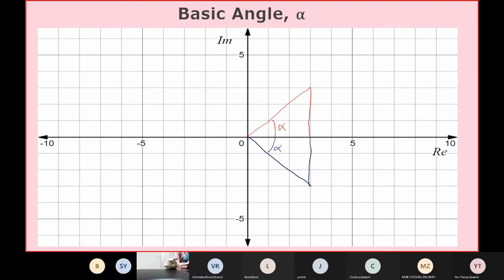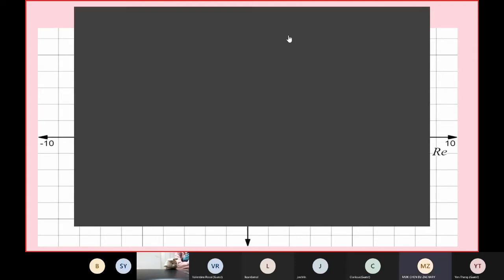So some of you might still be confused about your basic angle. Someone wants to join, is it? Okay, hold on. Wait. Got it.